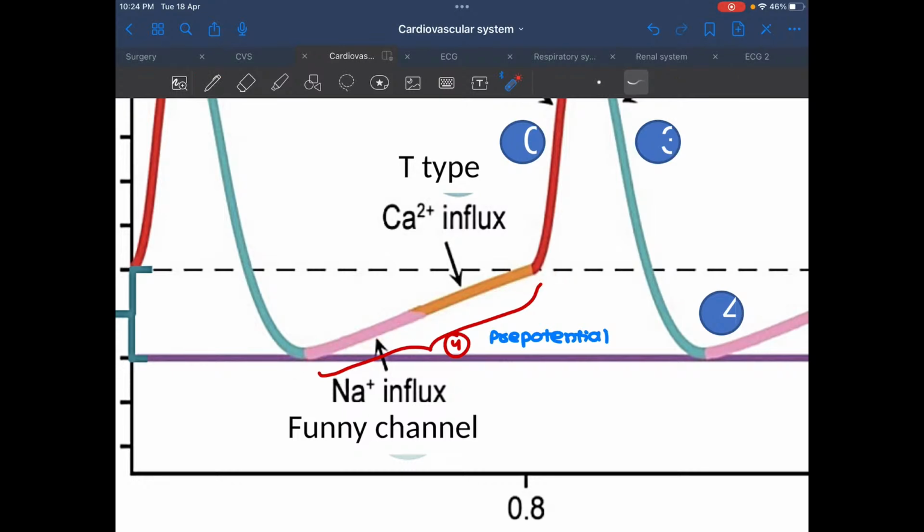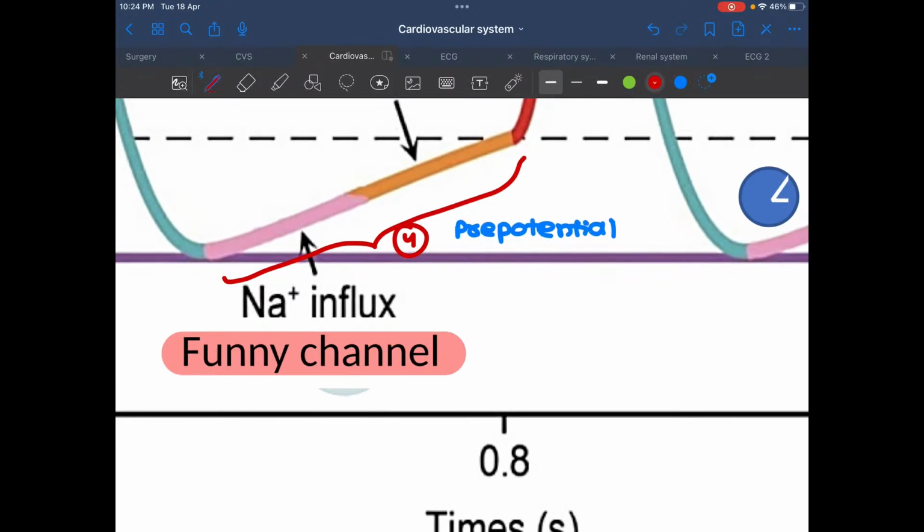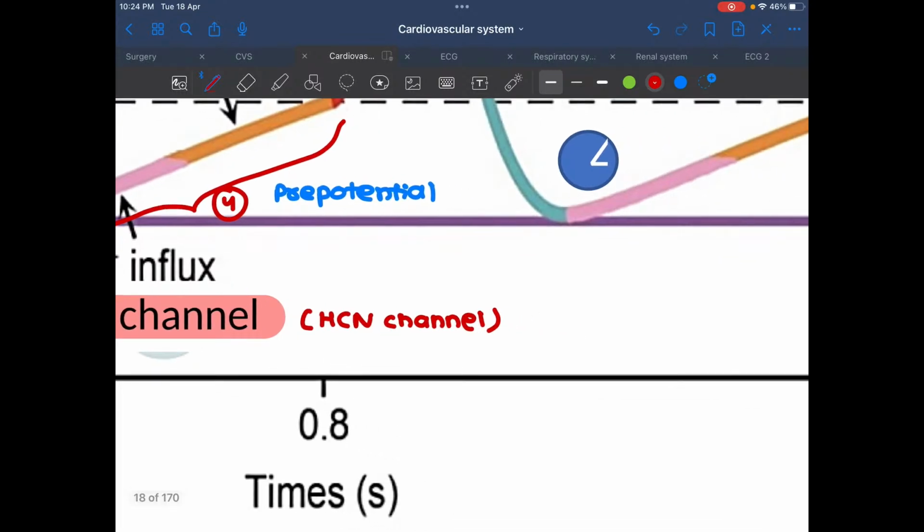All right, how is the pre-potential mediated? It's mainly by two channels. One is your funny channel. Okay, one is your funny channel, and another name of the funny channel is your HCN channel. Okay, it's known as your HCN channel. What do I mean by HCN channel is hyperpolarization cyclic nucleotide gated channel.